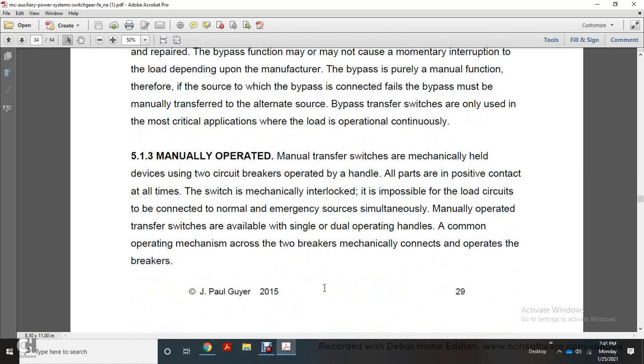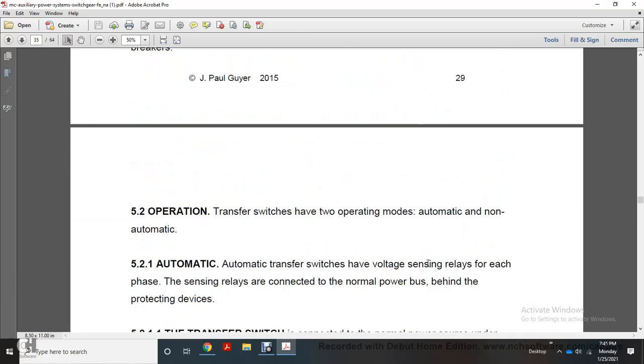Manually operated transfer switches are mechanically held devices using two circuit breakers operated by hand. The handle keeps all parts in positive contact at all times. Switches are mechanically interlocked, so it's impossible for the load circuits to be connected to the normal and emergency source simultaneously. Manually operated transfer switches are available with single or dual operating handles, a common operating mechanism across two breakers. Mechanical contacts connect and operate the breakers.